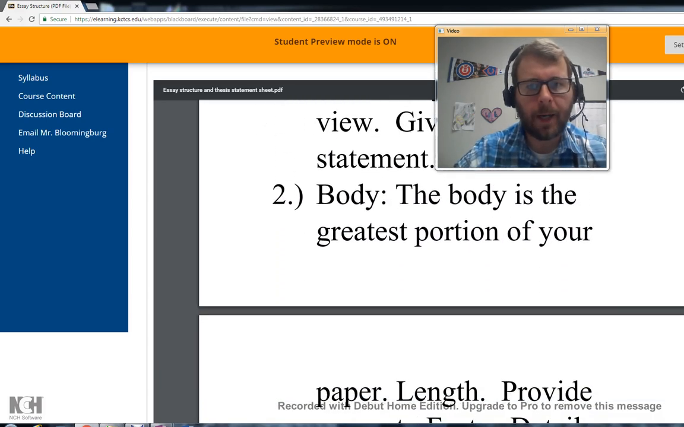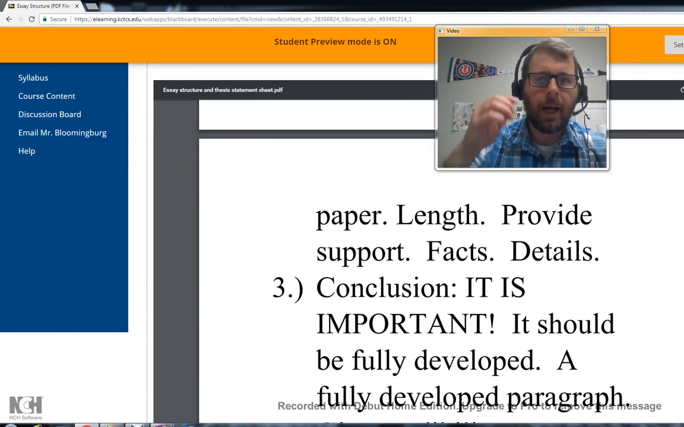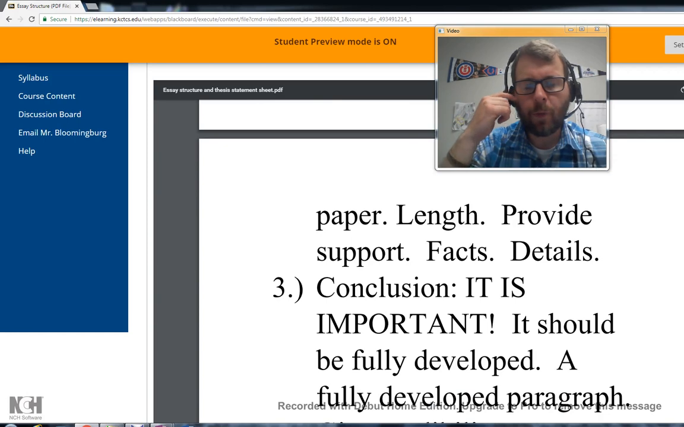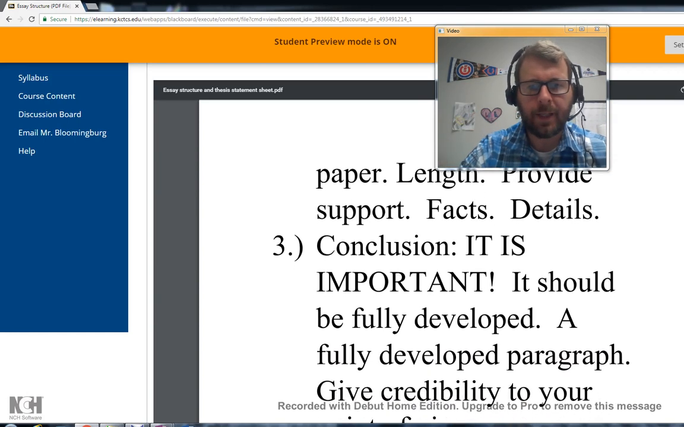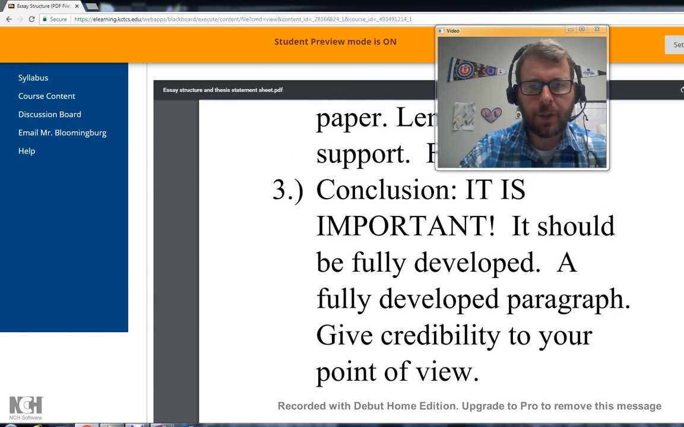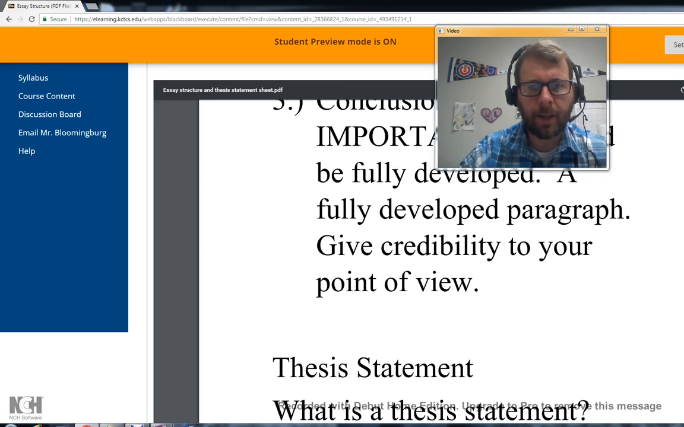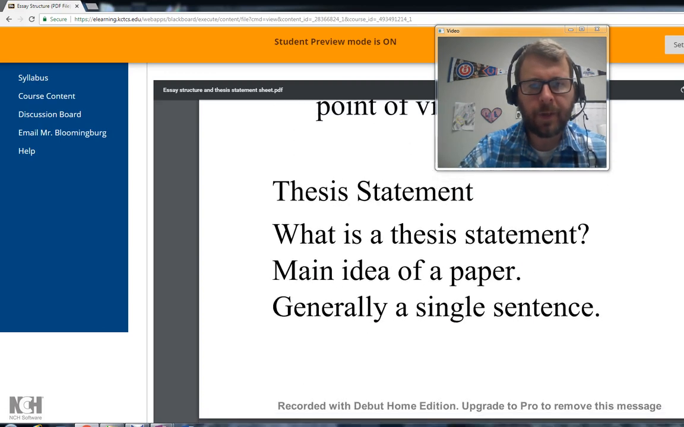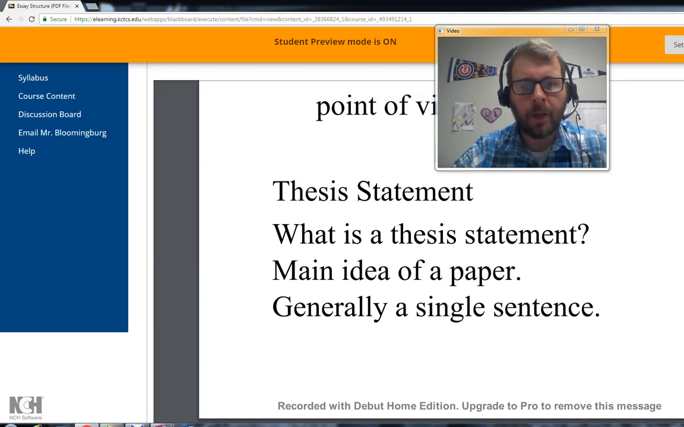And the body paragraph is the greatest portion of your paper, lengthwise, and you're going to provide support, facts, and details. And please note that your conclusion is just as important as any other part of the paper, and it should be fully developed. And thesis statement, that's a term we're going to be working on over and over again in our class.